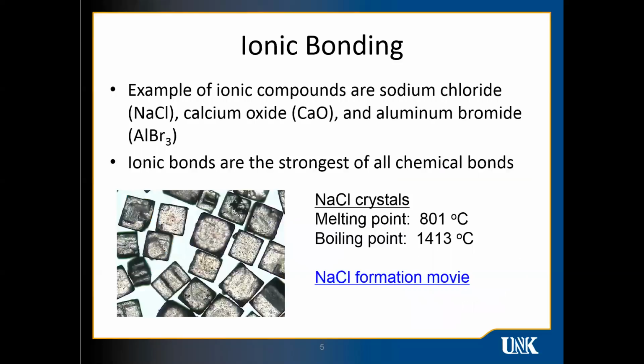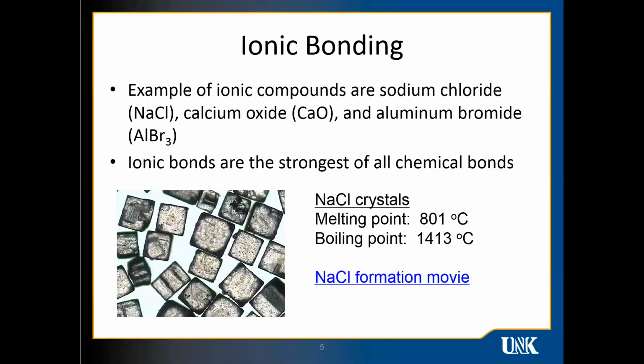So again, ionic compounds are ones where we have metals and nonmetals together in the same formula. Sodium chloride is table salt, and a couple of other examples are calcium oxide and aluminum bromide. In each case, we're combining a metal and a nonmetal. Ionic bonds are the strongest of all chemical bonds because of these electrostatic charges. The attractive draw of positive particles to negative ones forms extremely strong bonds, and you can see that by the exceptionally high melting and boiling points for these ionic compounds.